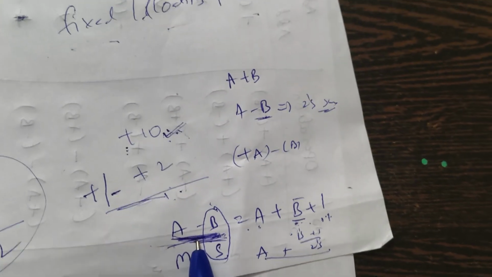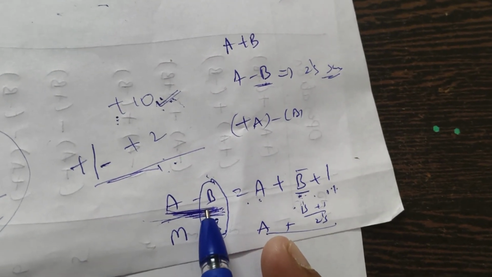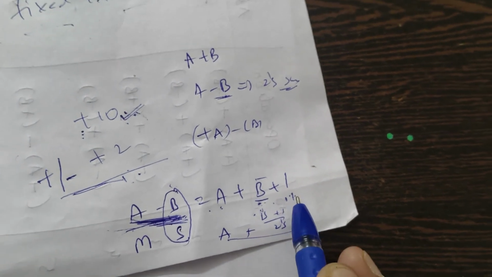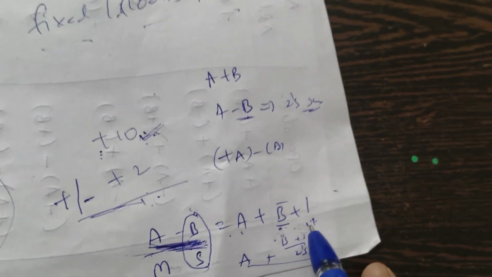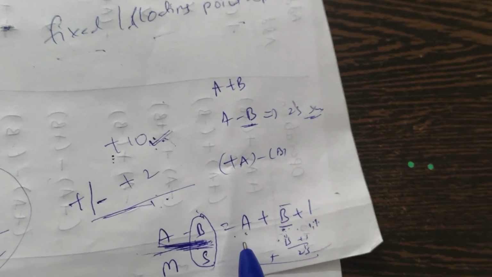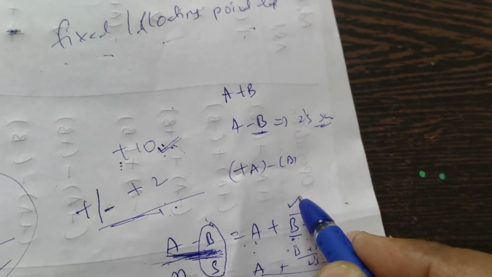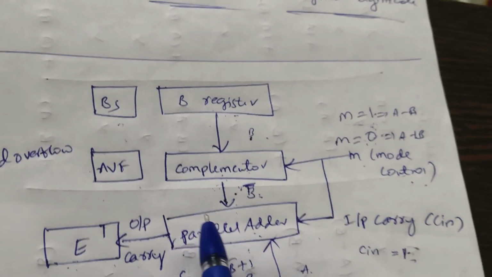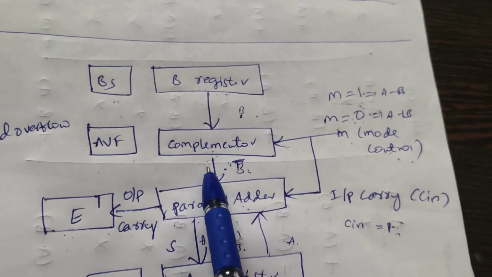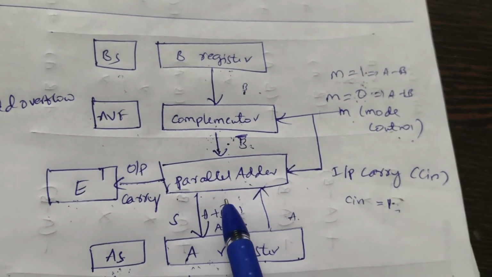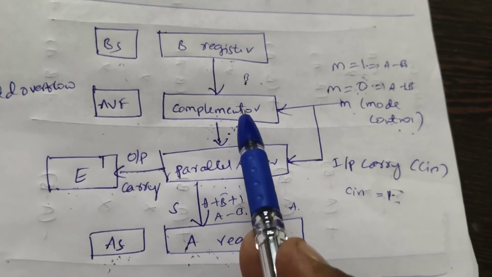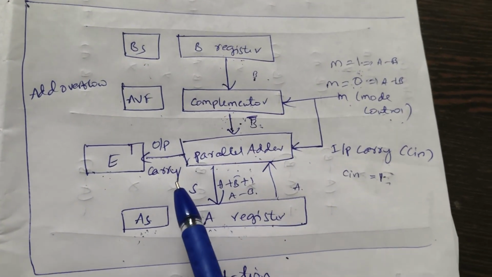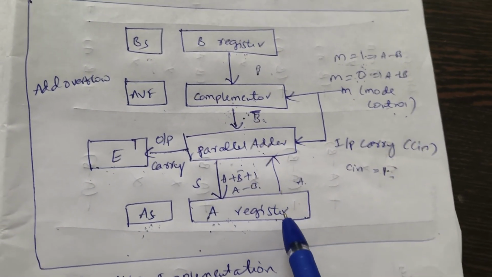So here what is the main process? We are taking the b register value and applying a one's complement to it, and we are again adding 1 to it, and that is again added to the a register. So finally we are complementing it, and then adding. So here we need a complementer which complements the b value, and the parallel adder simply adds these two values. So this is the hardware implementation of fixed point addition and subtraction of sign magnitude data.